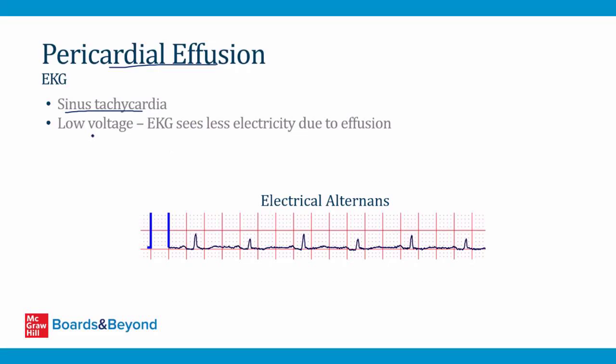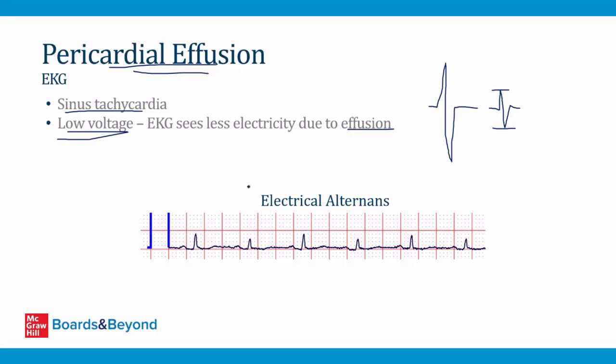The other finding is that their EKG will have low voltage. This is because of the effusion. So what do I mean by this? Well, let's imagine this is a normal QRS complex that is this size. Well, in a patient who has a large pericardial effusion, the QRS complex will be much smaller. This is called low voltage because the QRS complex is not creating much voltage, and that's because it's hard for the EKG leads to pick up the voltage through the fluid surrounding the heart. So low voltage is another classic EKG finding you can see in pericardial effusion.